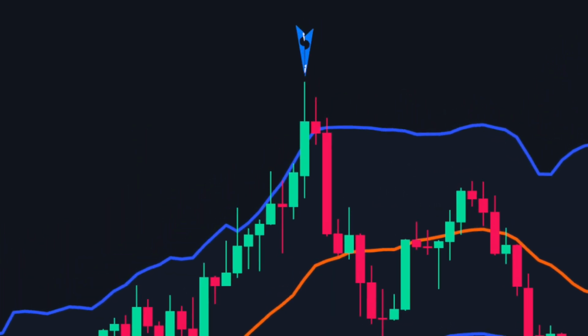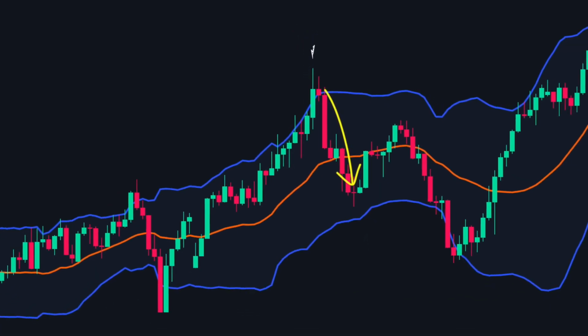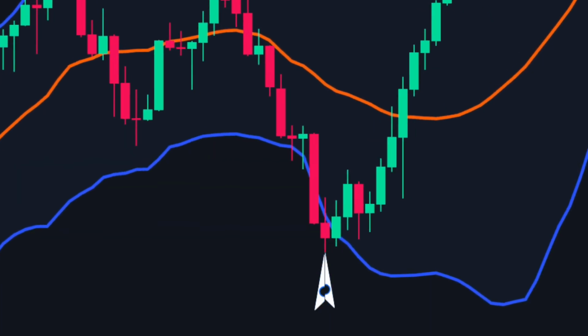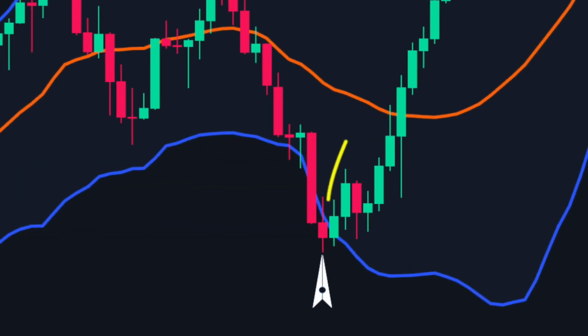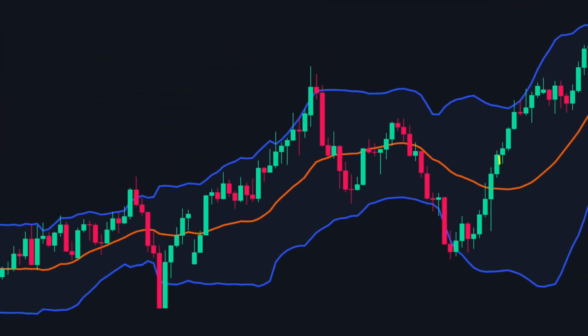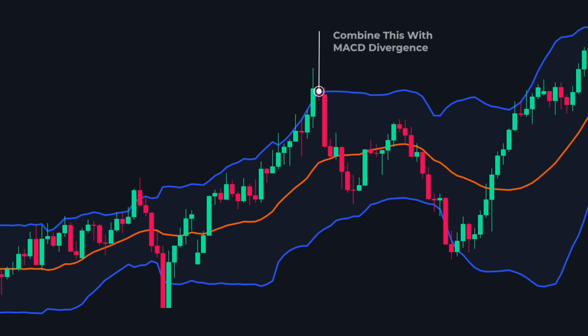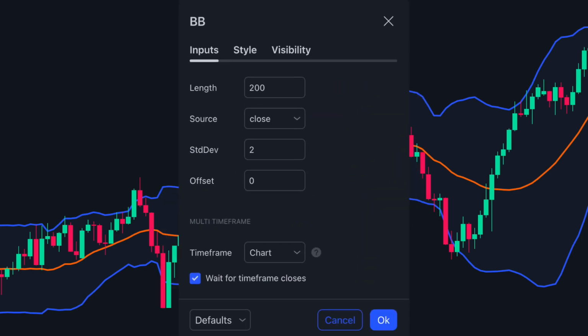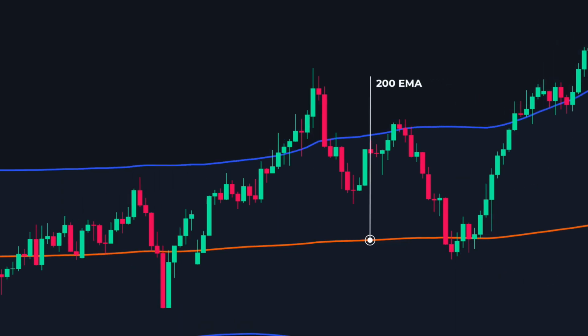If the price moves above the upper band, we expect it to reverse downwards. Similarly, if the price moves below the lower band, we expect the price to reverse upwards. We will combine this analogy with the MACD divergence. But first, we will go over the Bollinger Band settings and change the length to 200. We will keep the standard deviation to 2. This gives Bollinger Bands on the 200 moving average.